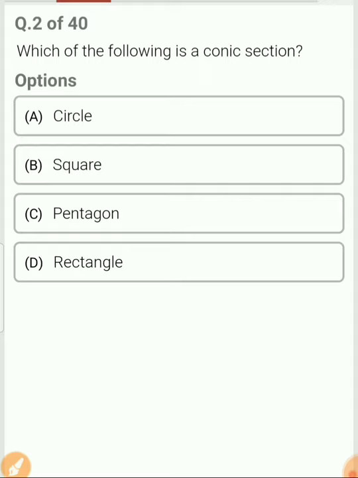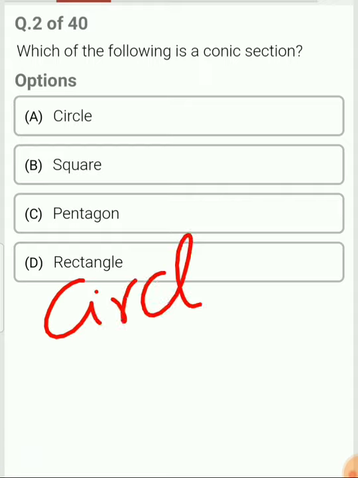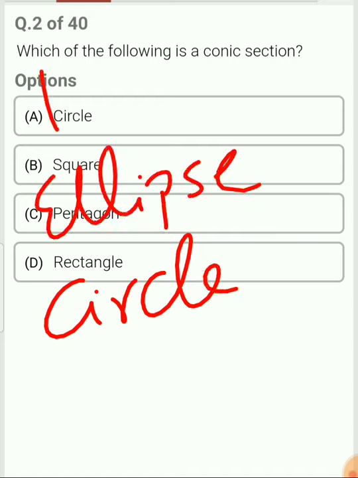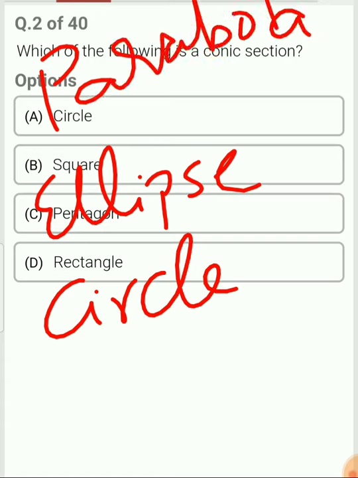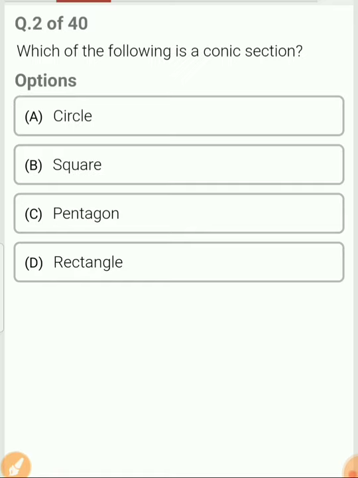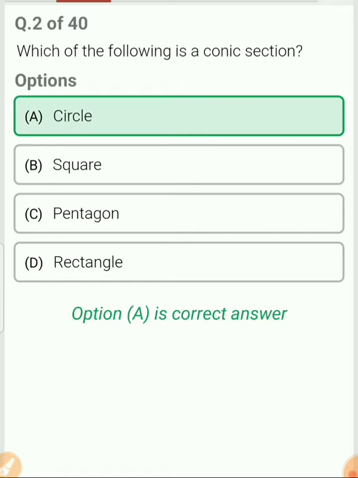Which of the following is a conic section? Conic sections include circle, ellipse, parabola and hyperbola. One more, which is triangle, right? So in this case the answer is option A, which is circle. Square, pentagon, rectangle, they can't be obtained from the conic sections. So the answer for this question is circle.